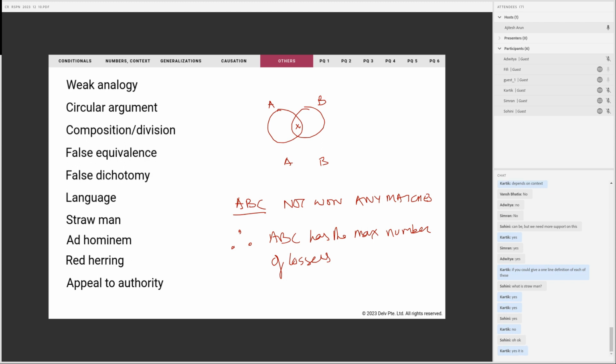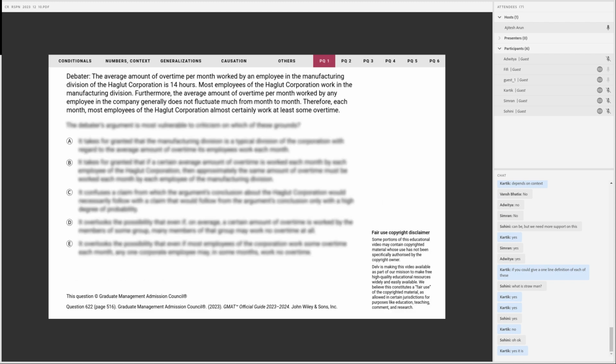Awesome. All right, so all of us are ready to get started on questions. Please go ahead. This is your first question. As always, you will have 2.5 minutes, half a minute to find the question, and 2 minutes to solve it. Please start.